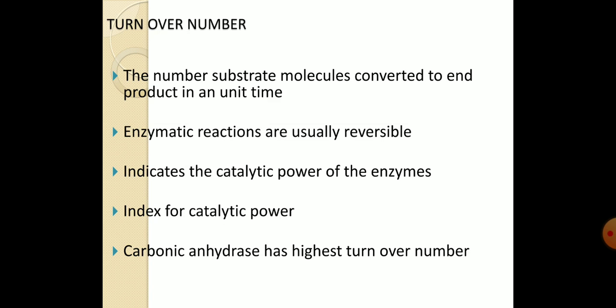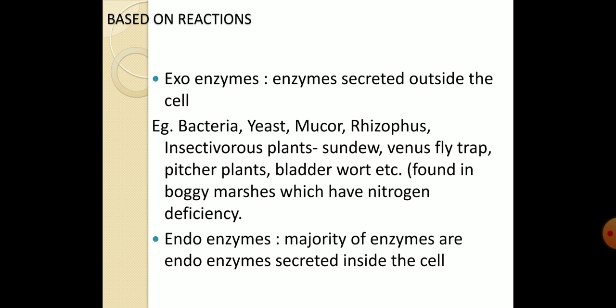And the enzyme number, that may be the turnover number. Usually enzymatic reactions are reversible. The turnover number is an index of the catalytic power of the enzymes, and carbonic anhydrase has a high turnover number.